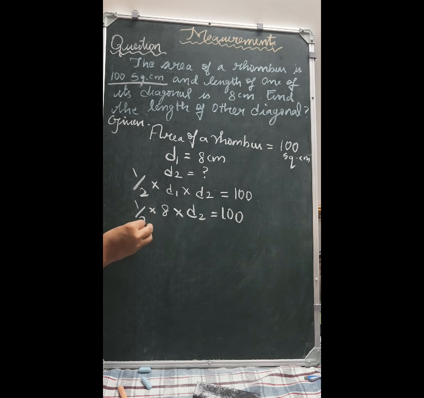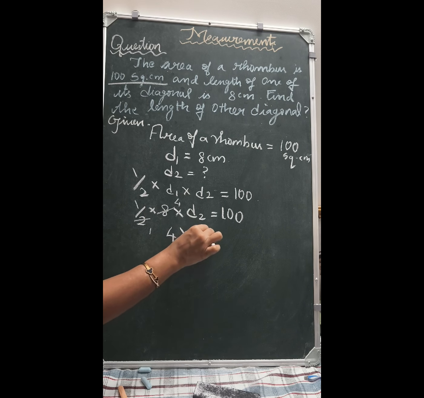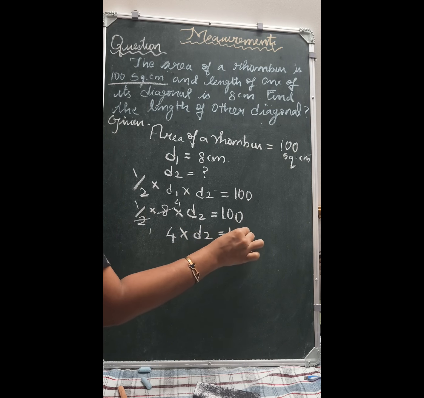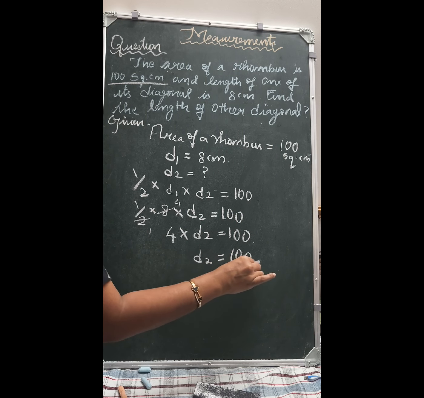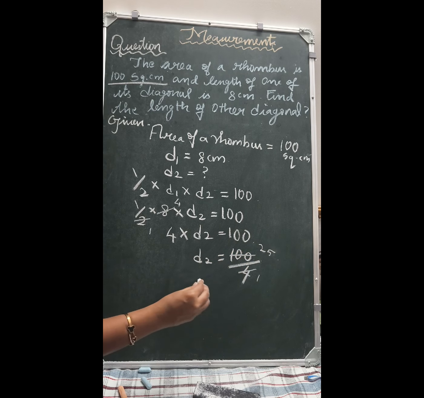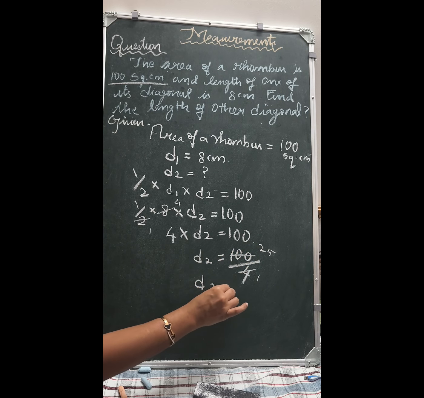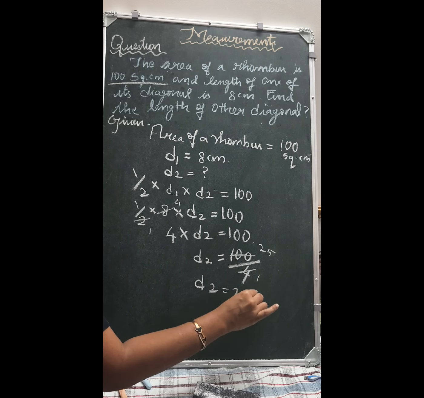Now I am going to cancel: 2 one times and 8 as 4 times. So 4 into D2 is equal to 100. Now I am going to keep D2 as such and bring 4 to that side. So D2 is equal to 100 divided by 4. I am going to cancel 4 one times and 100 as 25 times. So D2 is equal to 25 centimeters.